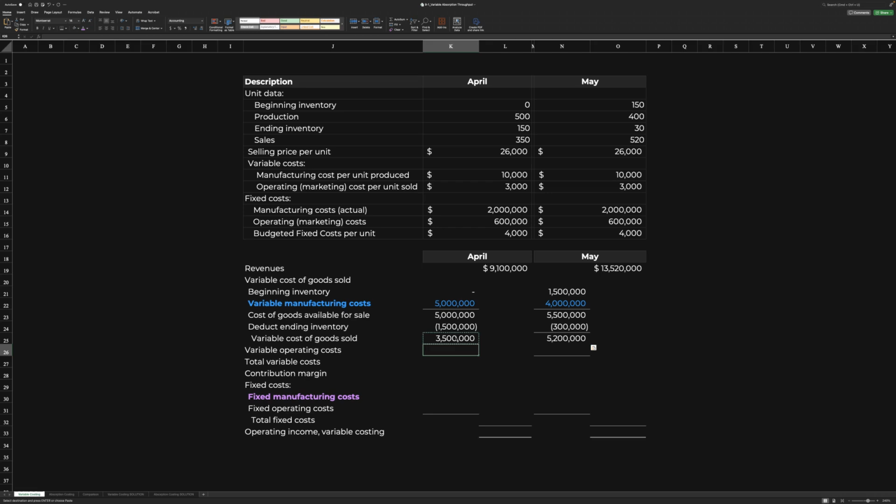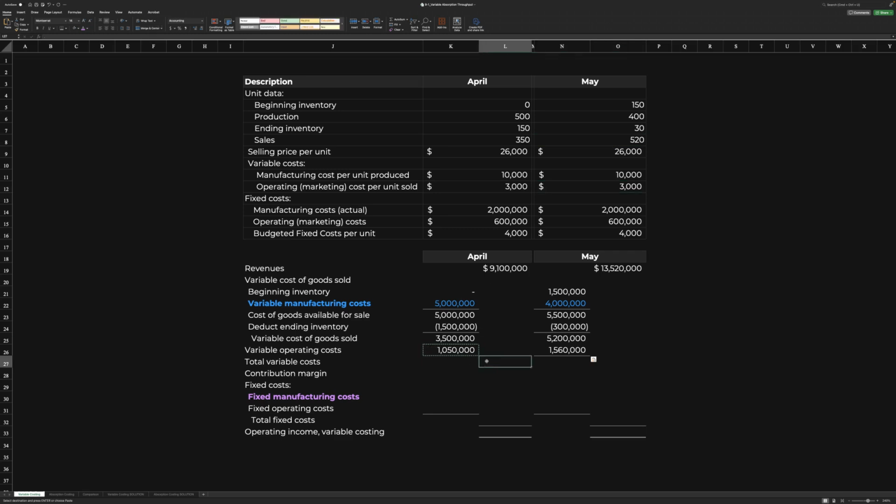Now, because we are using variable costing, that lends itself to a contribution margin format. We can go ahead and total up our remaining variable costs. Our operating costs were $3,000 per unit sold. So we'll multiply 3,000 by the sales of 350 units, and we get $1,050,000 for April. If we do the same for May, we get 1.56 million. And that is sales of 520 units multiplied by variable operating costs of 3,000 per unit.